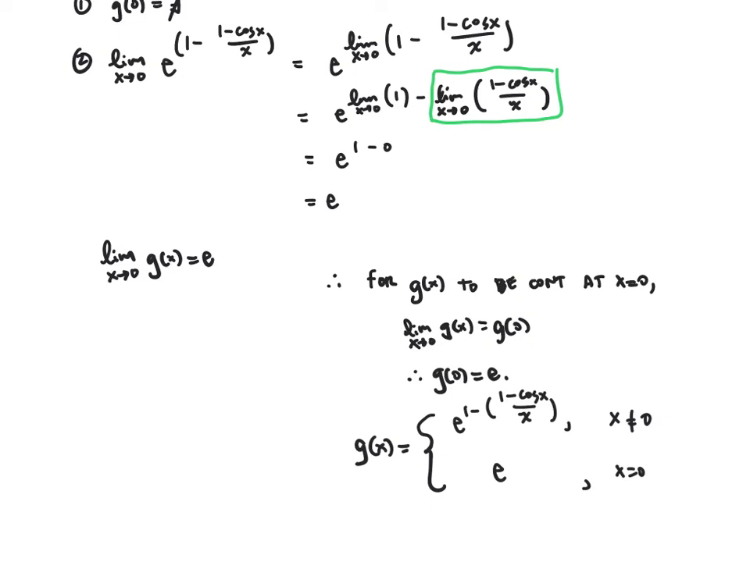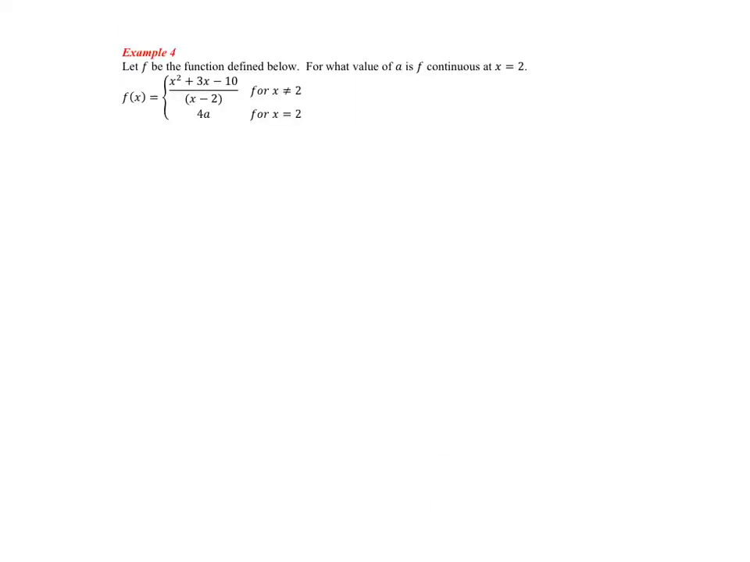Okay, let's continue on the next slide. All right, final example for today. Example 4: let f be the function defined below. For what value of a is f continuous at x equals 2? So if f of x is continuous at x equals 2, then the limit as x approaches 2 of f of x must be equal to f of 2.